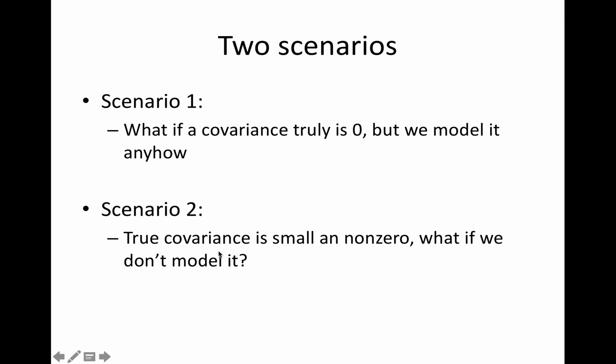The other one is that the true covariance is small and non-zero. So what if we don't model it? So this is the practical application. We might have small variances. It'd be nice if we didn't have to model them, possibly.